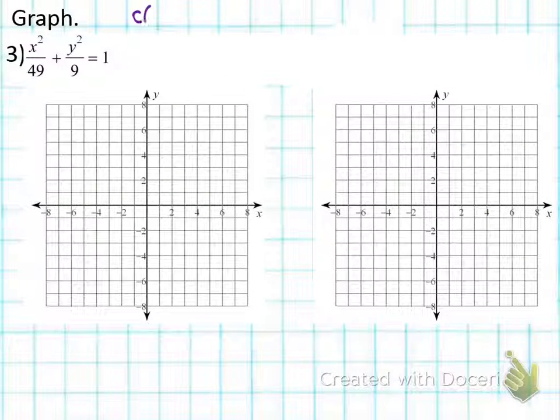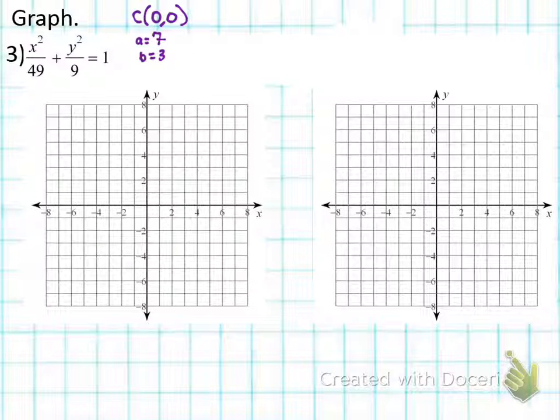So h and k are 0 and 0. Good. What is your a then? Turn to your neighbor, tell them what a and b are. 7 and 3. Good. What's your a, everyone? 7. A is equal to 7, and b is 3. Good. Okay.